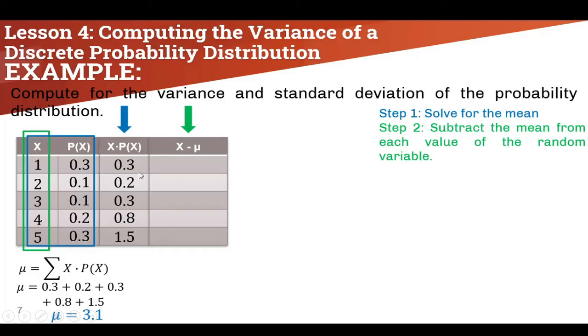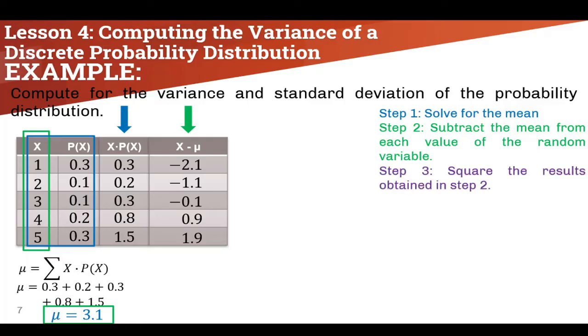Ibig sabihin, yung mga values dito, ima-minus natin yung mean. So, sige, simulan natin. 1 minus 3.1 is equals to negative 2.1. Okay lang ba negative doon? Okay lang. Next, 2 minus 3.1, negative 1.1. Then, 3 minus 3.1, negative 0.1. 4 minus 3.1, very good, 0.9. 5 minus 3.1, very good, 1.9. So, nakompleto na natin tong column na to. Tapos na yung step 2. Again, step 1, solve for the mean. Step 2, subtract the mean from each value of the random variable.